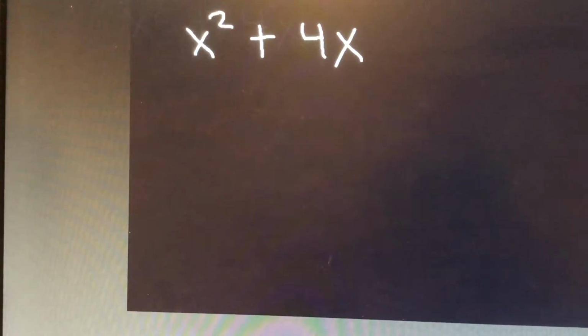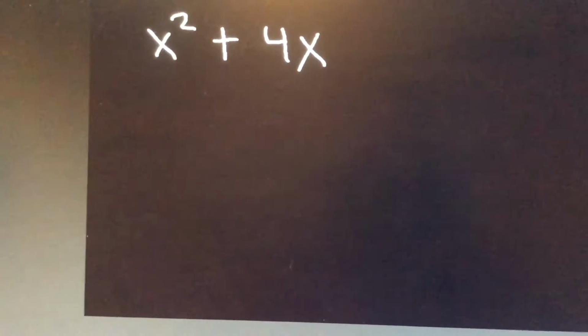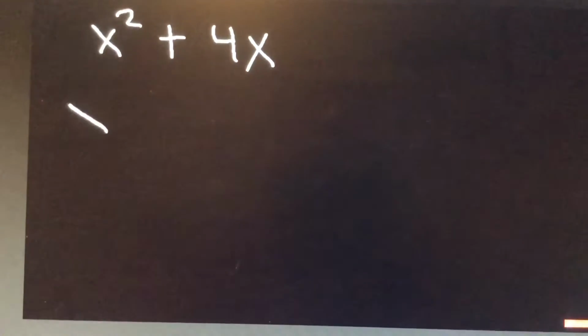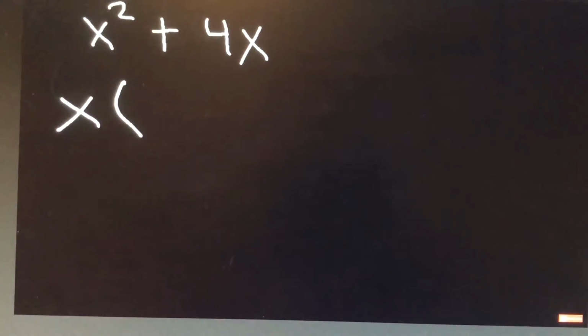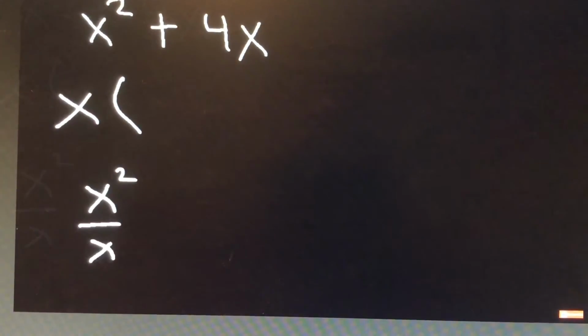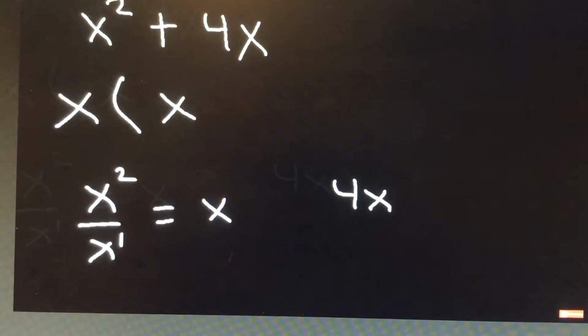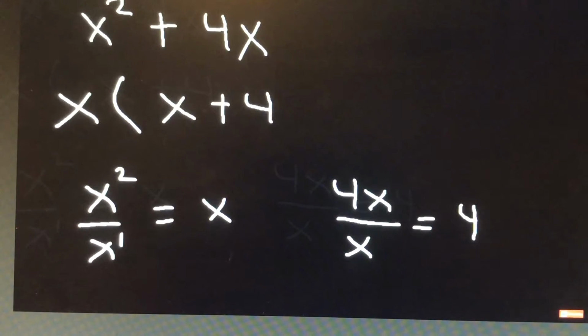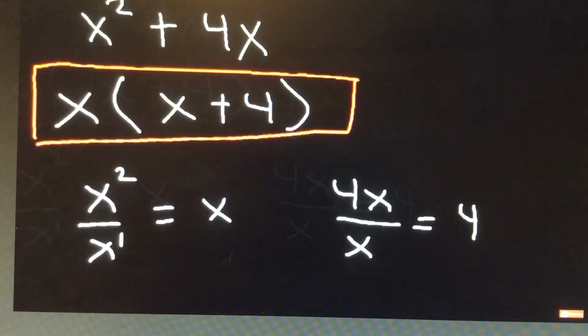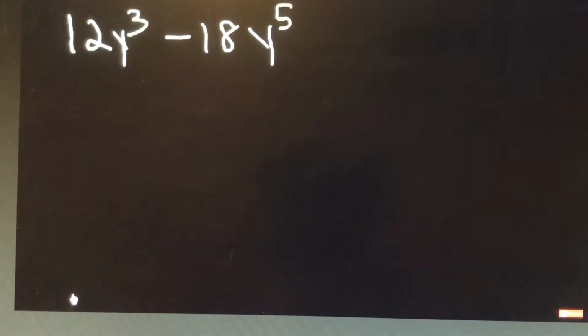The greatest common factor between x squared and 4x is x, because we can divide both terms by x. So if we take out an x, x squared divided by x is simply x, and 4x divided by x is 4. So the answer is simply x times x plus 4. So that's how we can factor the first expression.